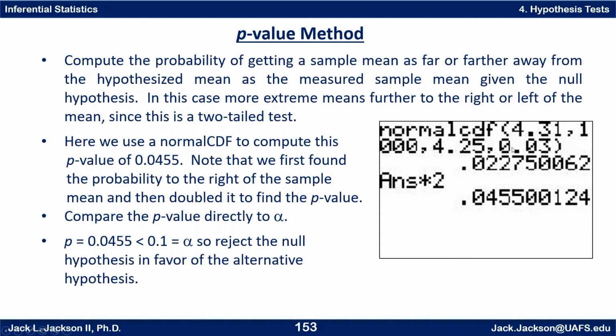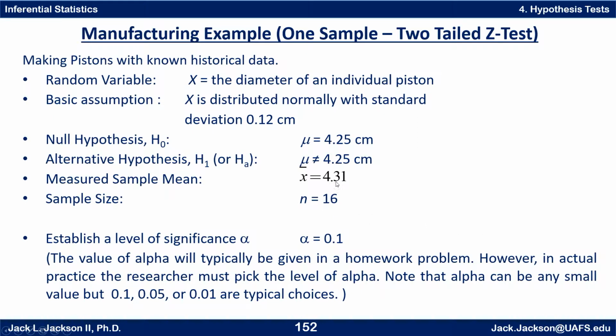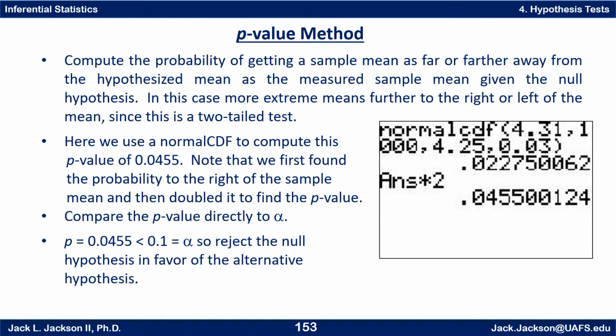a mean of 4.25 and a standard deviation of 0.03. Now remember that standard deviation of 0.03 is not the sigma, not the standard deviation of the individuals, but rather the standard deviation of the individuals divided by the square root of the sample size. So that's 0.12 divided by square root of 16, which turns out to be 0.03. So be sure that you're using that standard deviation of the x bars, sometimes called the standard error, for the standard deviation here. And then we find that probability.